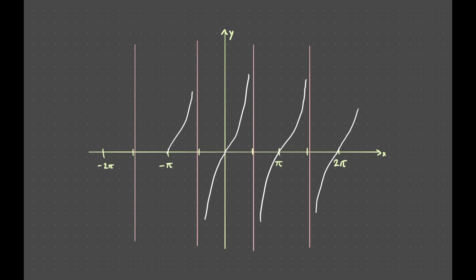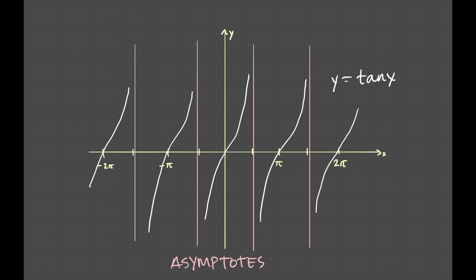Other functions which have vertical asymptotes include trig functions. For example, it's well known that tangent of x has an infinite number of vertical asymptotes, as seen from its graph.